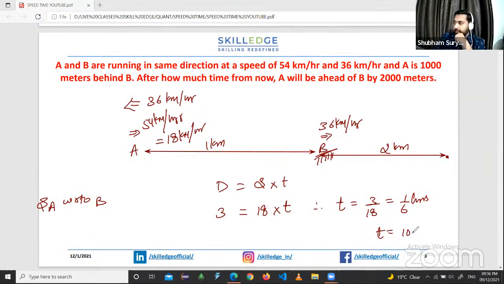Perfect. So I have an answer from some person. That's great. So this is how you have to solve these questions, guys. After how much time from now? Yes, A will be ahead of B by 2000 meters. Yes, he has to travel 2 plus 3 kilometers. Correct, guys? Perfect.